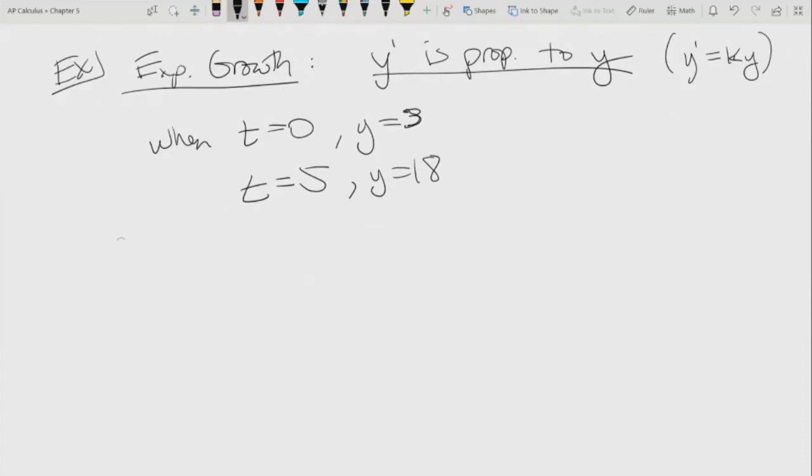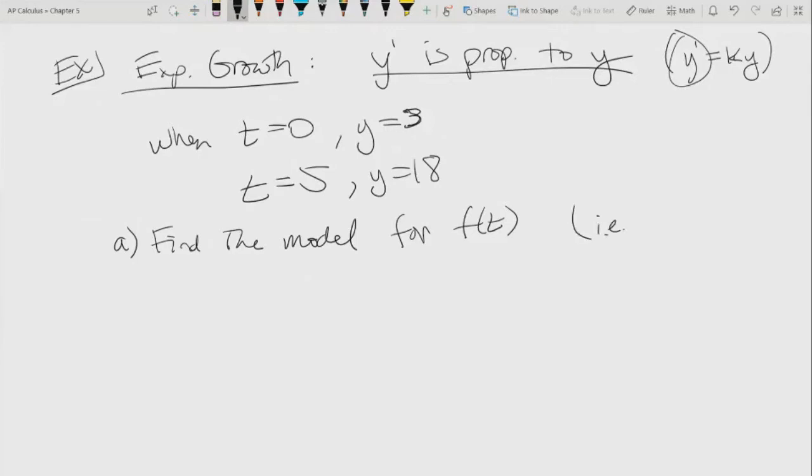The first instruction is to find the model for f of t. In other words, I want to find a function with regards to time of how this thing is changing. Keep in mind, I'm really starting with the y prime here, so we'd have to do a little bit of integration to figure this out. This just means y equals c e to the kt.